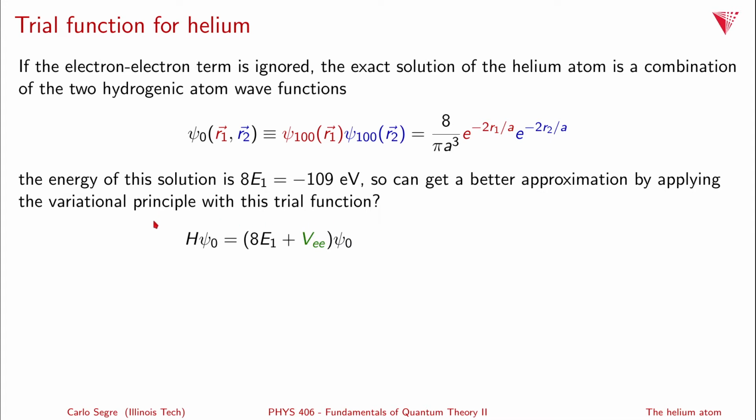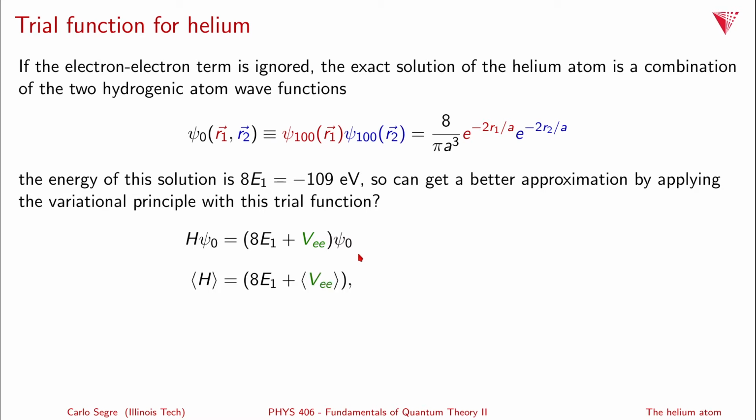The Hamiltonian applied to psi 0, this trial function that we have here, which is just a product state of the two hydrogenic-like states, is going to give me 8E1 for everything but the interaction Hamiltonian, because everything but that interaction Hamiltonian is diagonalized by psi 0. And then we have plus V EE, and all this applied to psi 0. So this is our eigenvalue equation.